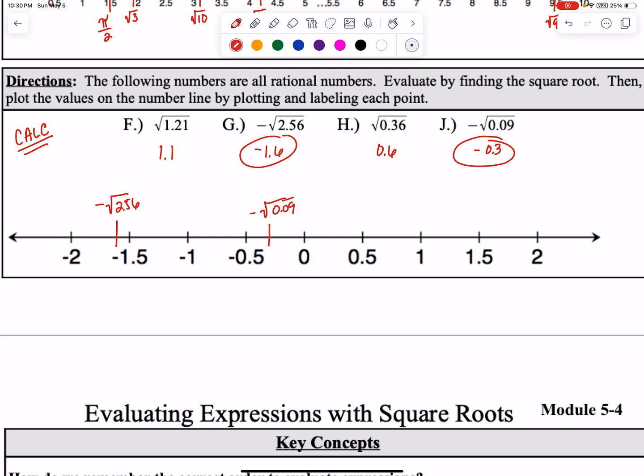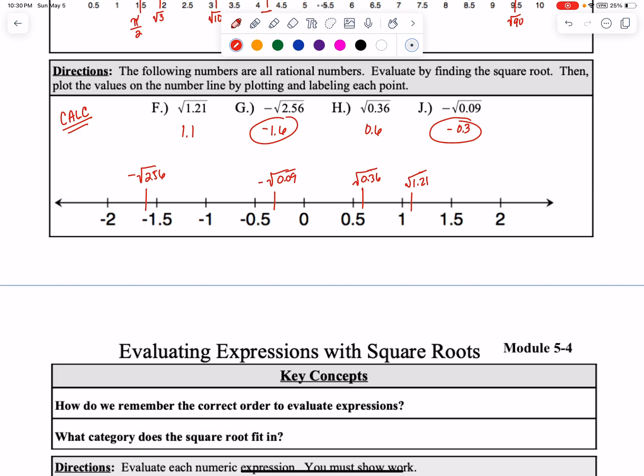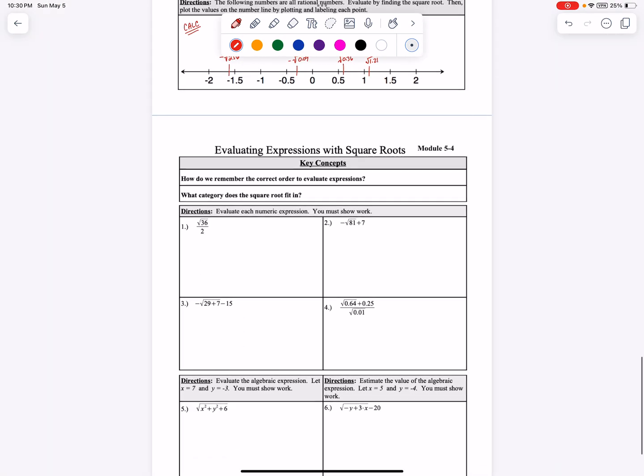Then we have our 0.6, which would be like right here, which is the square root of 0.36. And then we have f is 1.1, which would be right here, 1.21. Okay, so there we go. We got everything plotted. Okay, all right.